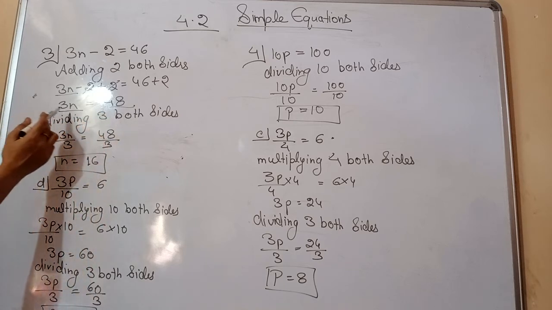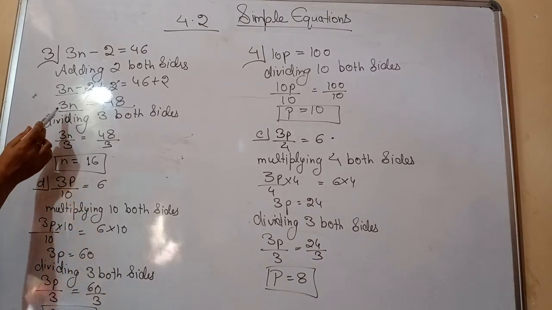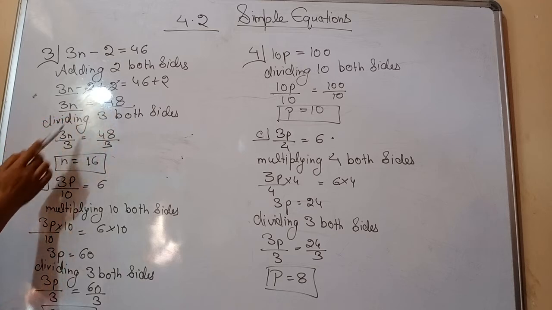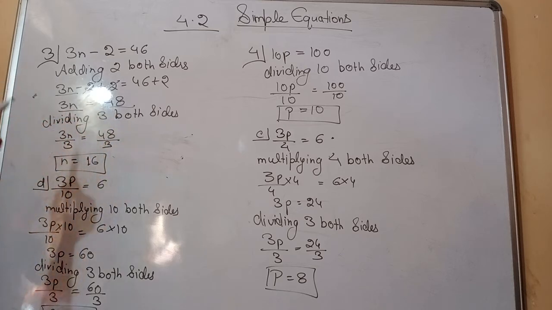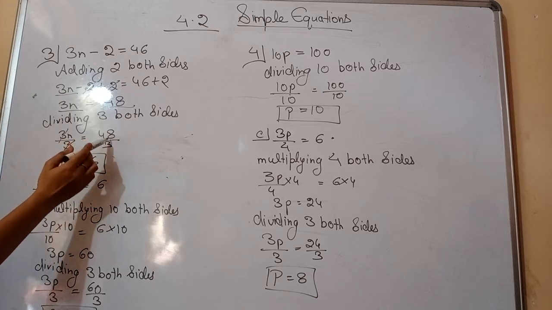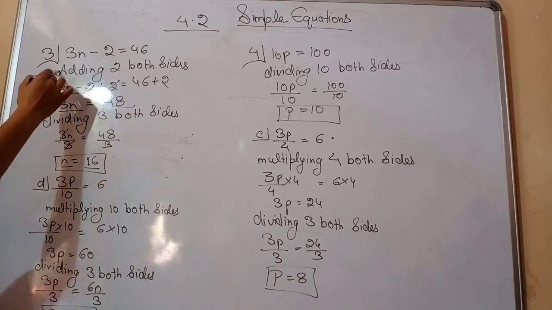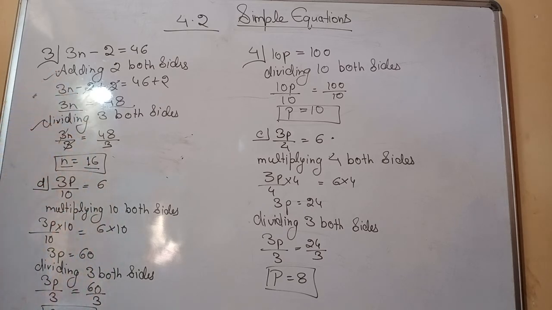Now 3 and n are in multiplication. So what is the opposite of multiplication? Opposite of multiplication is divide. So what we will do? We will divide 3 on both sides. So dividing 3 on both sides, 3n divided by 3, 48 divided by 3. Now here 3 cancel out. What is remaining left? n, and 48 divided by 3 gives us 16. So here the steps of separation we have written, and at last 16 is the solution for the given equation.